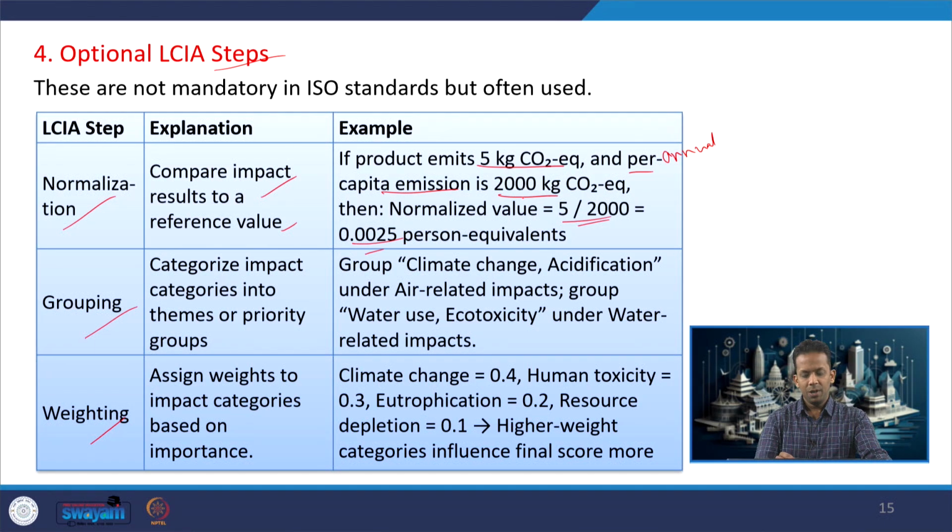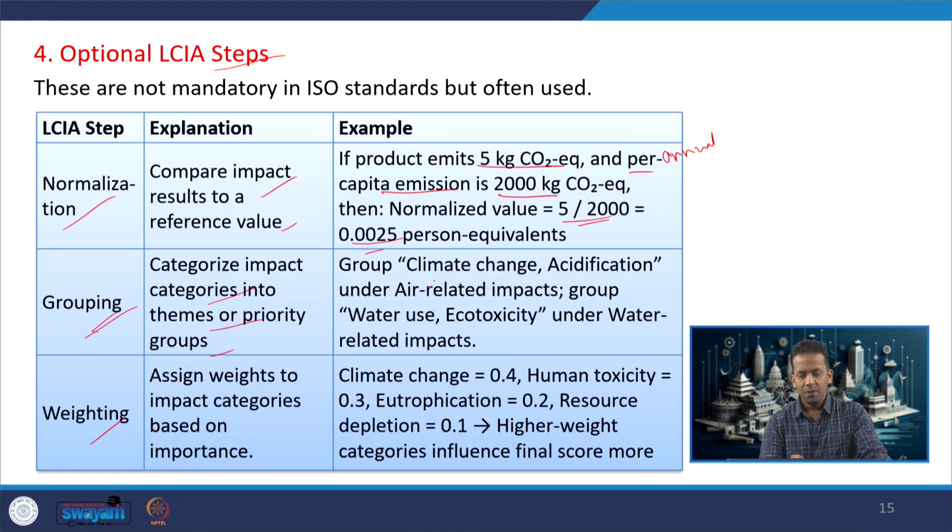So, if we try to normalize it based on number of people or total consumption of the product, then it will be easy to compare rather than just looking at 5 kg and 2000 kg. It is difficult to compare, but when we say 0.0025 person equivalent, that gives the normalized value and it will be easy for comparison. Grouping, categorize impact categories into themes or priority groups.